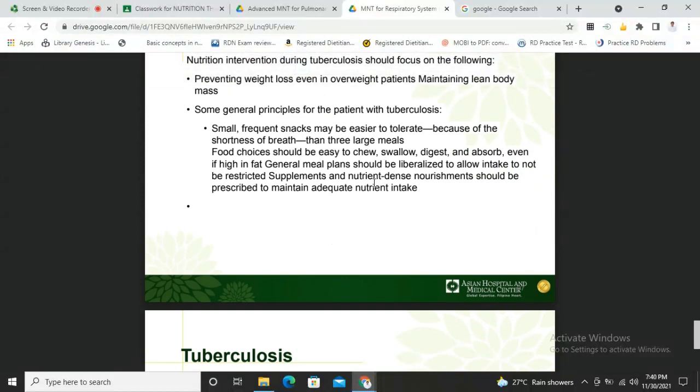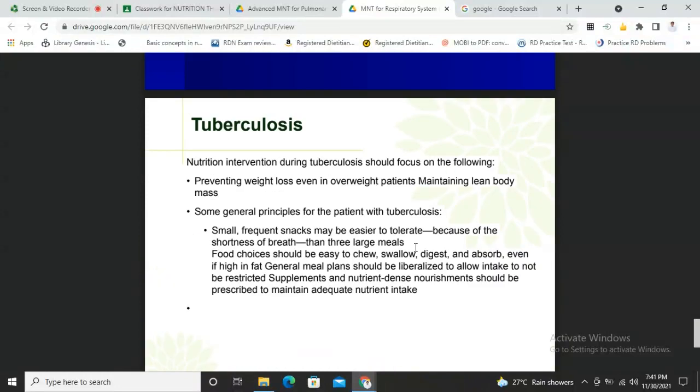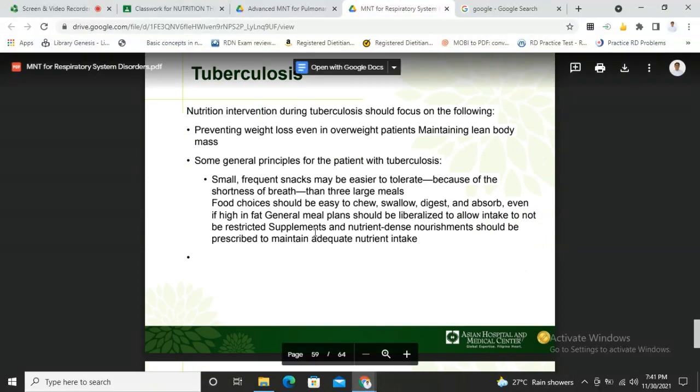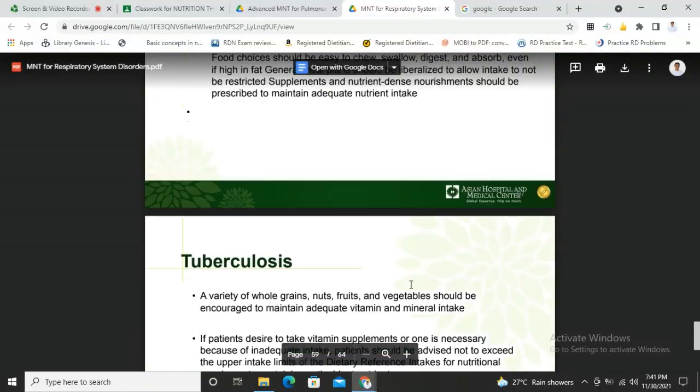Also, choose foods that need minimal chewing so they don't introduce a lot of gas, to decrease aerophagia. The use of ONS is encouraged, especially for patients who get full easily.